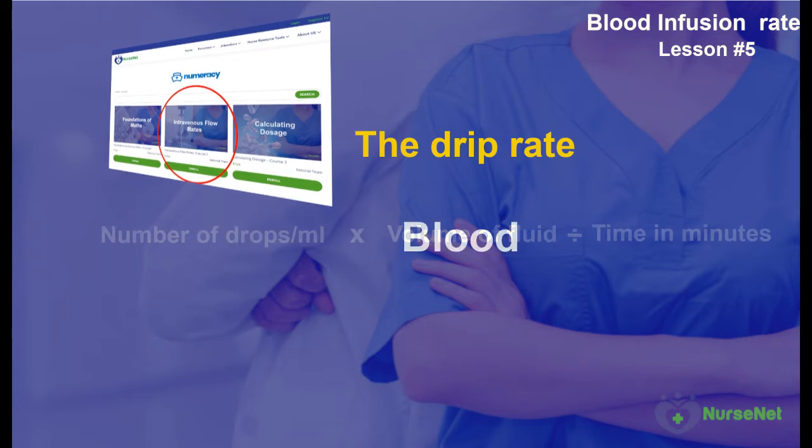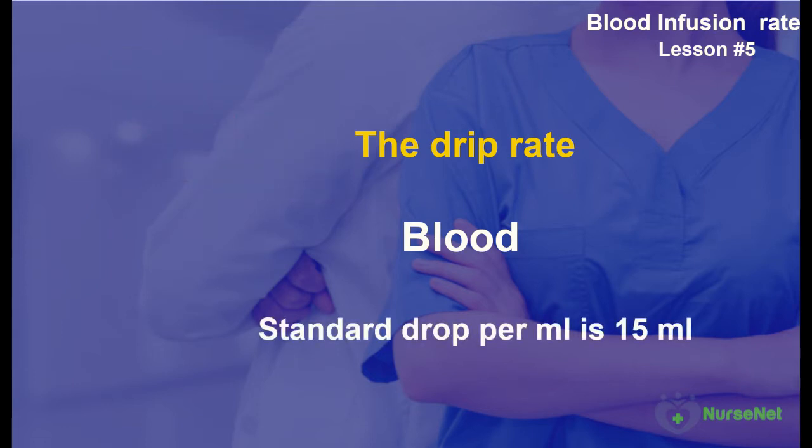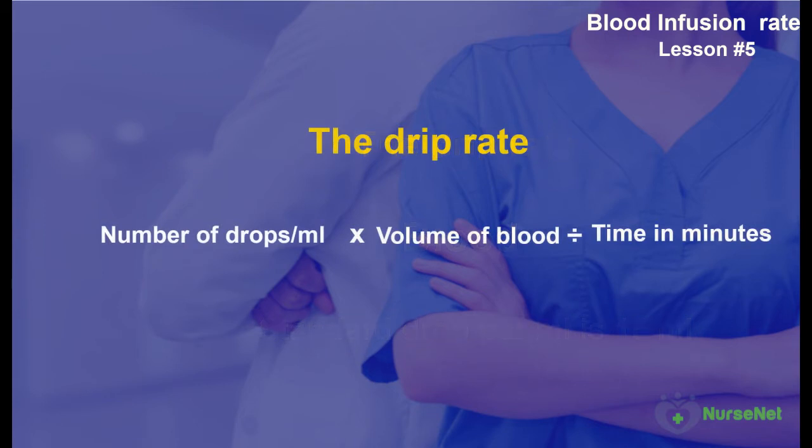In this lesson, we're looking at calculating the drip rate if the solution we are administering is blood. With blood, the standard number of drops per milliliter is 15, so we'll use that in the context of this lesson. So we have the formula number of drops per milliliter multiplied by the volume of blood divided by the time in minutes. So let's do an example.